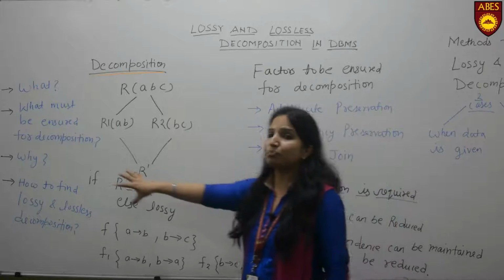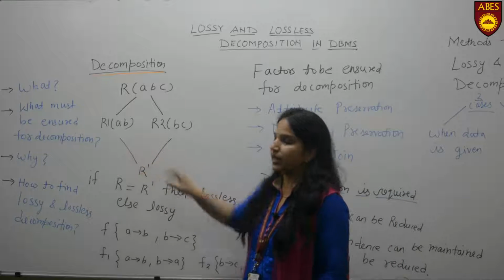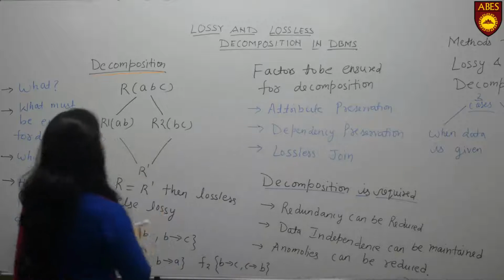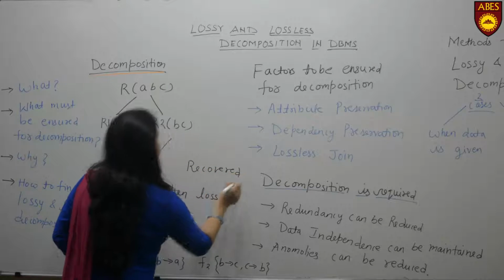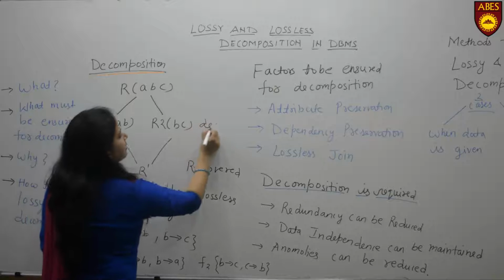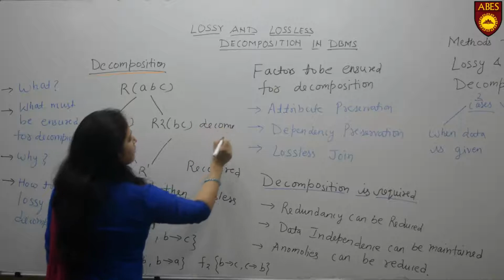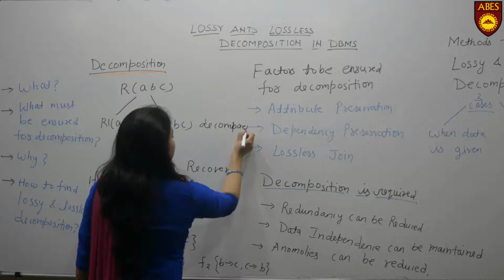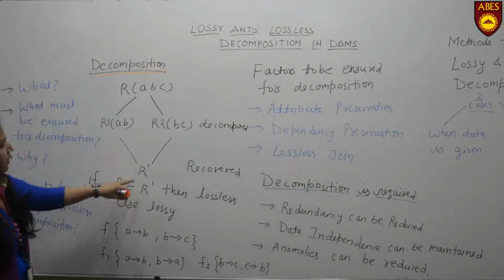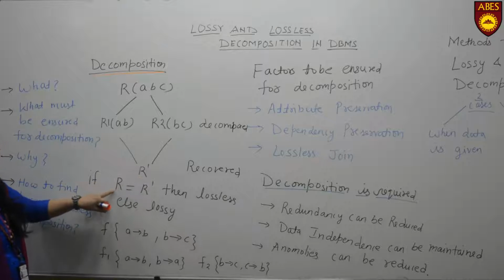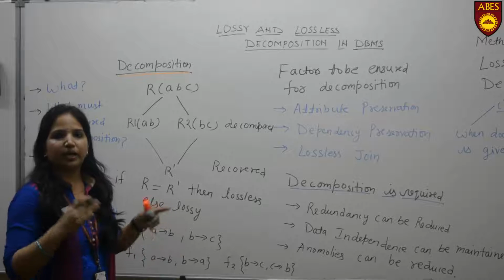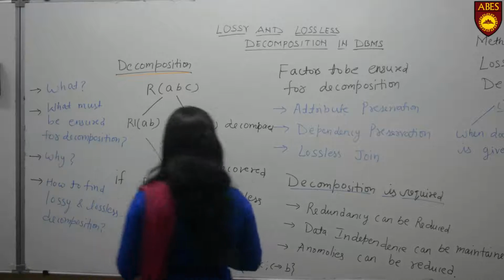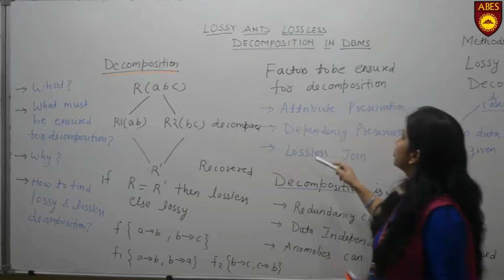If some attributes are missing in a combined recovered relation, for example, this one is the recovered one and this one is the decomposed relation. After recovering, R dash should be equal to R. It means all the attributes of R and R dash should be equal. So, why do we actually require decomposition?